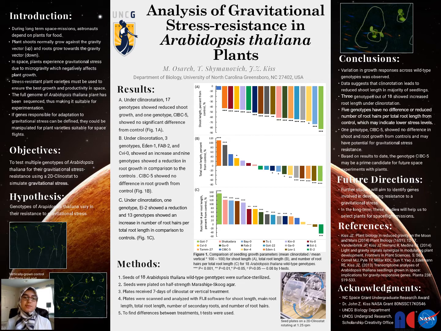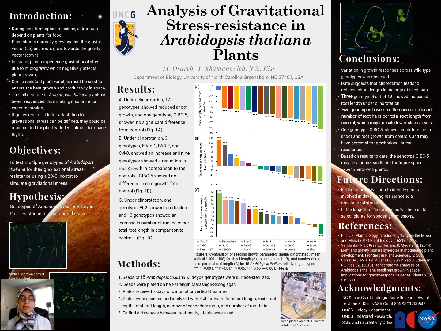So what is this gravitational stress and why does it exist? On Earth, plants have a very direct response to gravity as their shoots grow against it and plant roots grow towards the gravity. But in space, since there is no gravity, or also called microgravity, plants could experience gravitational stress, which causes their productivity and growth to be reduced.